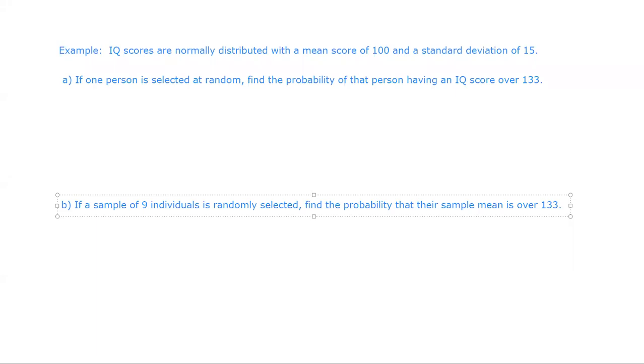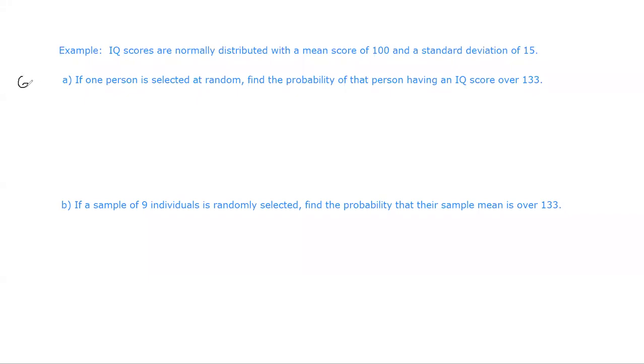So this next problem is going to have two parts to it. So let's read the problem first. We're told that IQ scores are normally distributed with a mean score of 100 and a standard deviation of 15. So let's focus on part A first. It says if one person is selected at random, find the probability of that person having an IQ score over 133. Now, hint, we have already worked this kind of problem already.